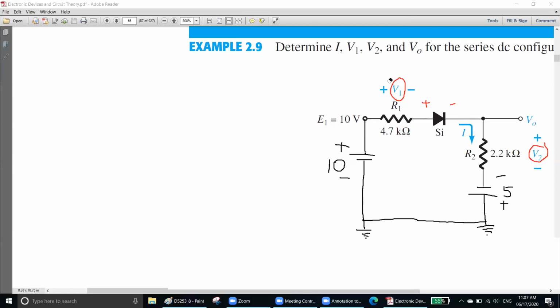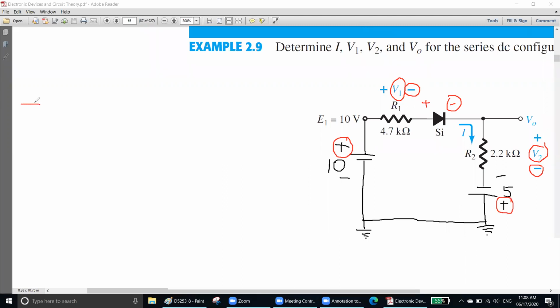Now we apply KVL. How to apply KVL? See, we will use the second sign. This is the first sign. This is the second sign. We will apply the minus. That is the minus. This is the second sign. That is the plus. So we'll apply all the second signs. How to do that? See.